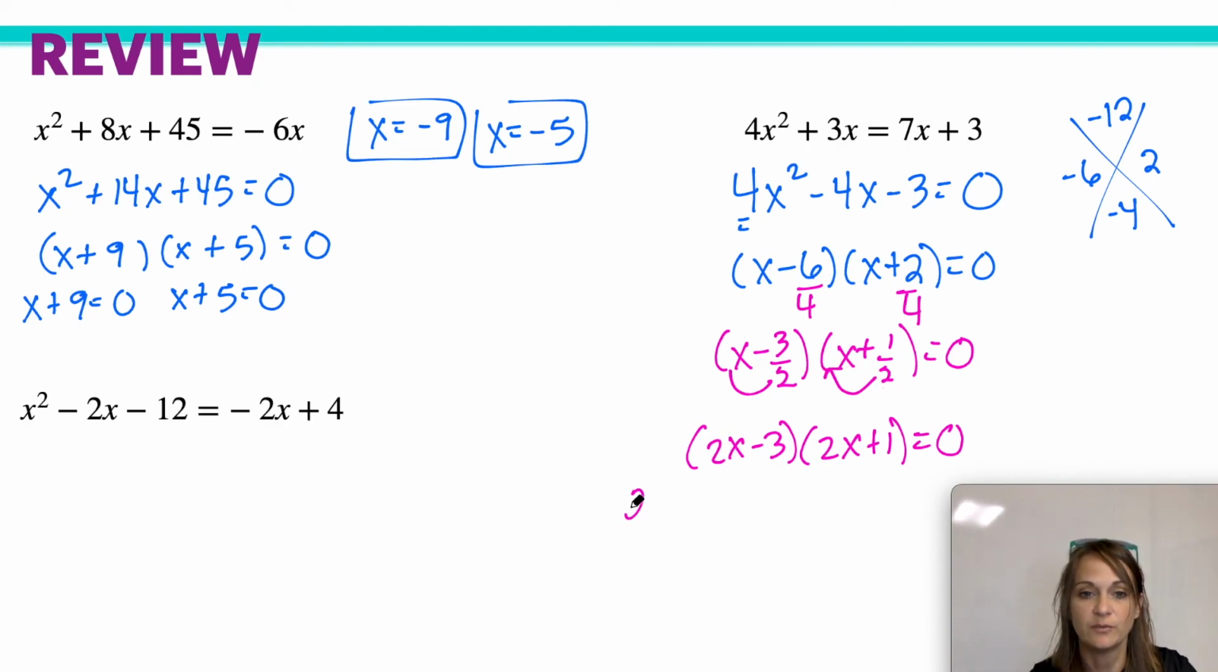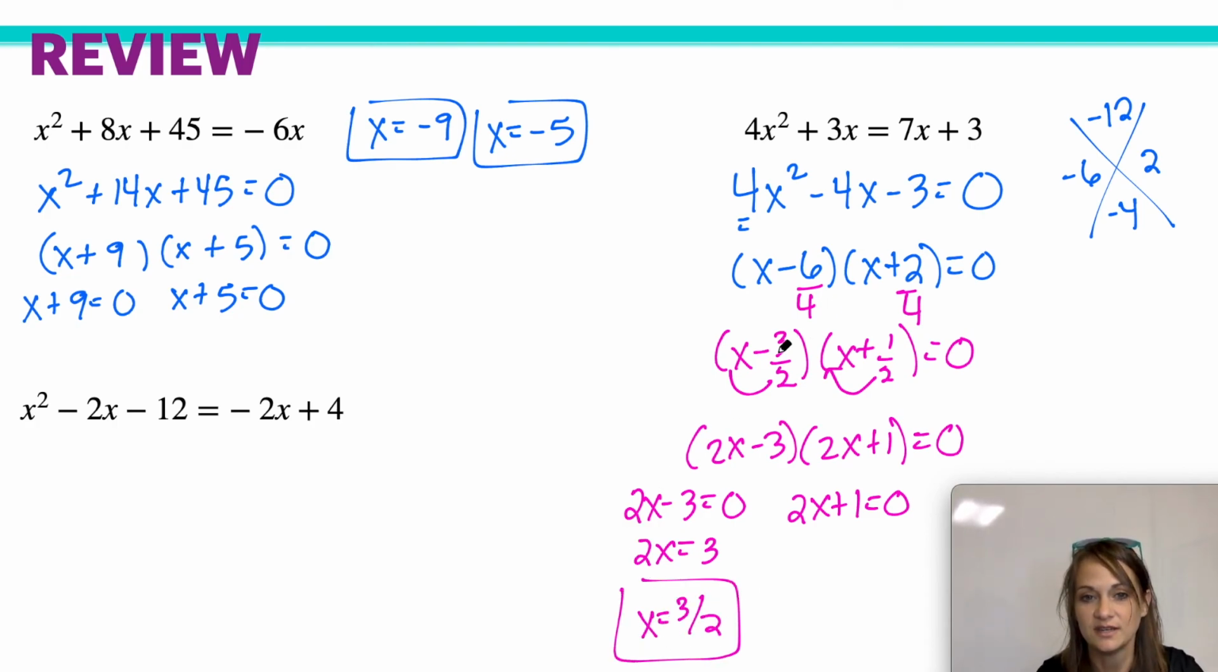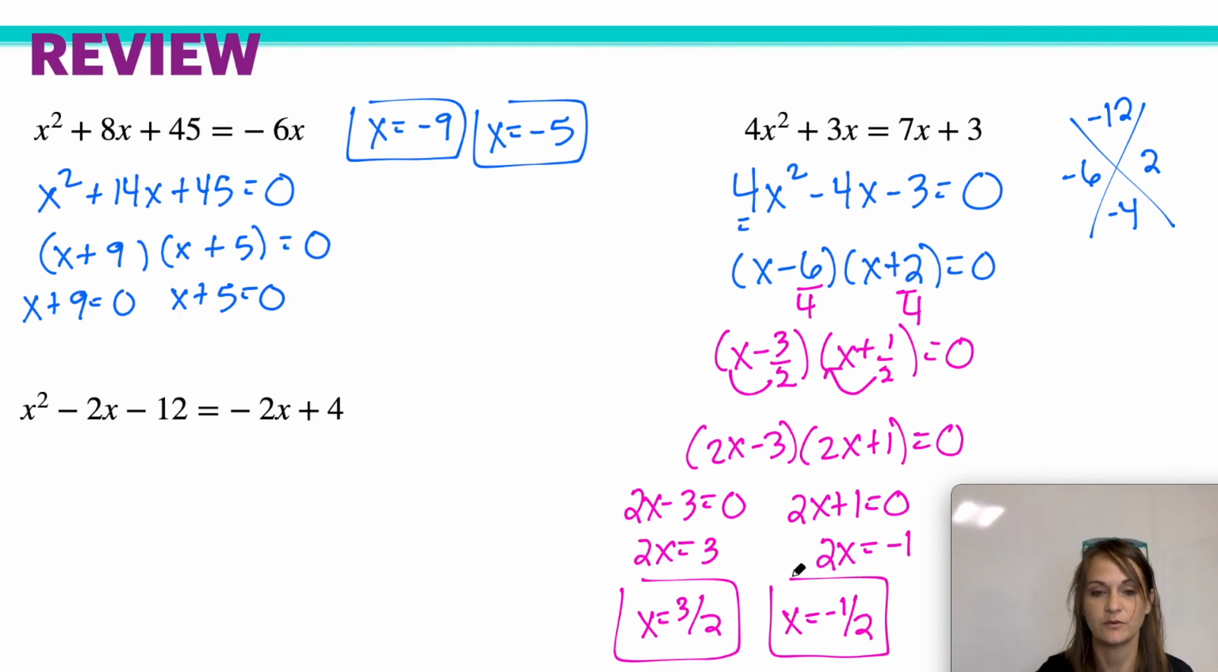Now you can solve for both. 2x minus 3 equals 0. 2x plus 1 equals 0. So you would add 3 to both sides and then divide by 2, and you'll get 3/2, which is interesting because that's actually what that number is right there. In this case, you would subtract 1 and divide by 2, and you get -1/2. And again, it's the opposite of the 1/2.